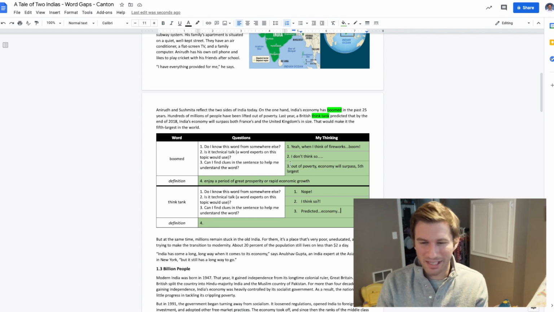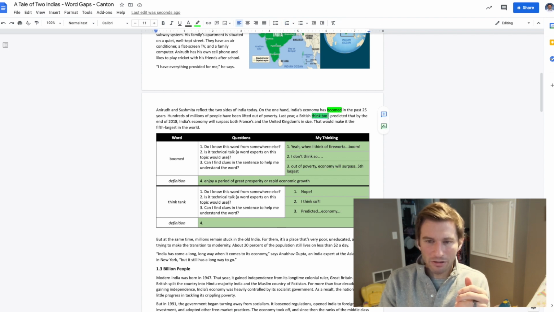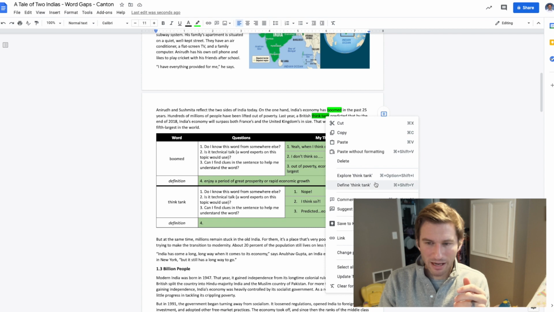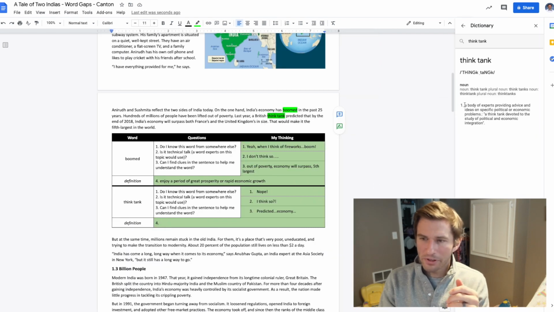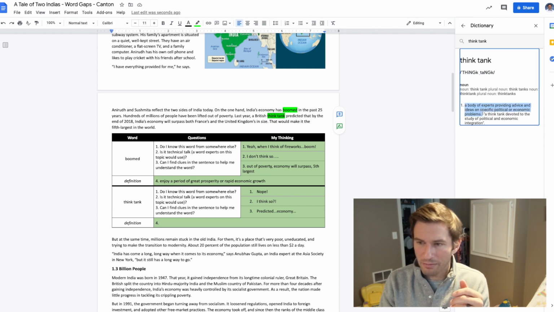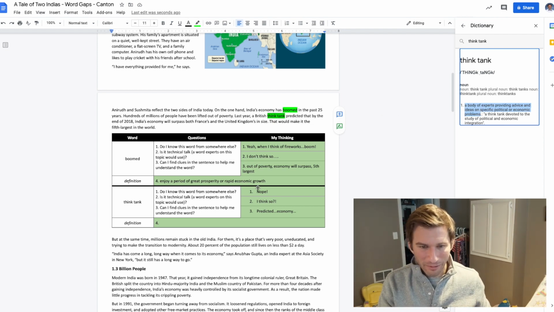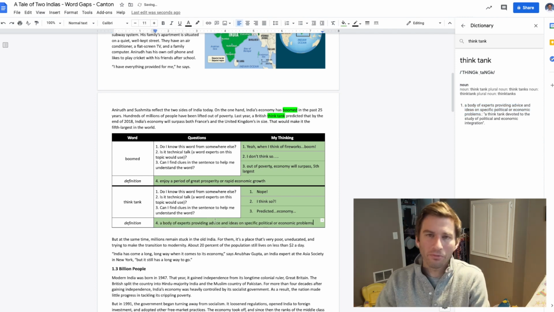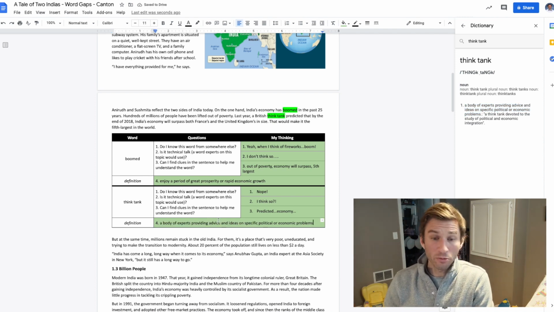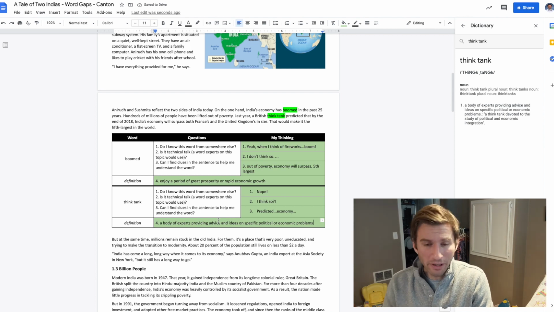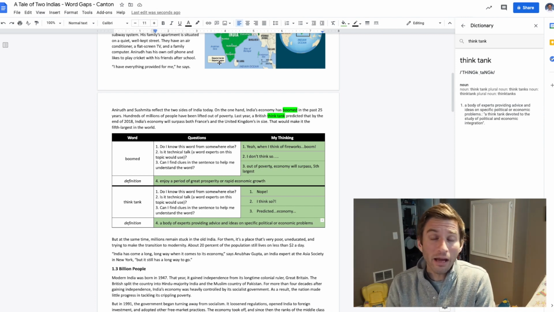And I've got some clues, and I've got kind of a rough idea that it might be this group that just sits around and thinks, but I'm just going to go ahead and highlight and use my old define think tank option. And as I do, we see that it is a body of experts providing advice and ideas on specific political or economic problems. Well, hey, look at that! We did basically come up with what we think a think tank is, a group of experts. They call it a body of experts, but whatever. And that's exactly what a think tank happens to be.